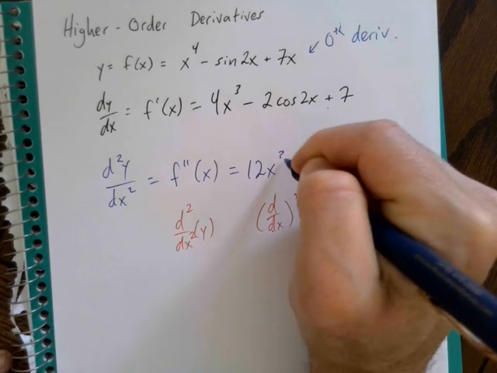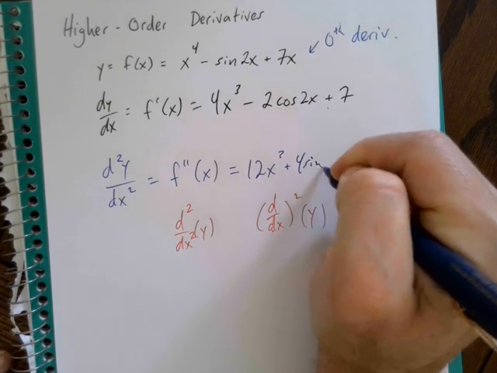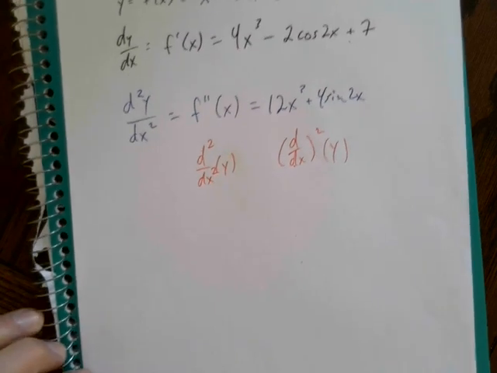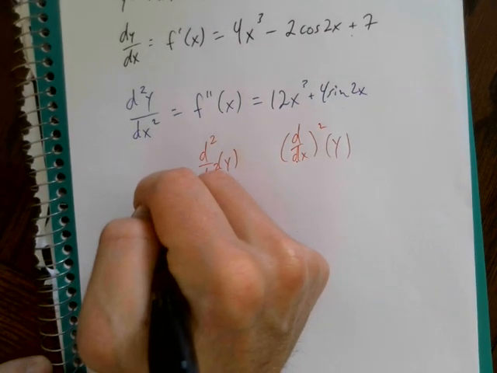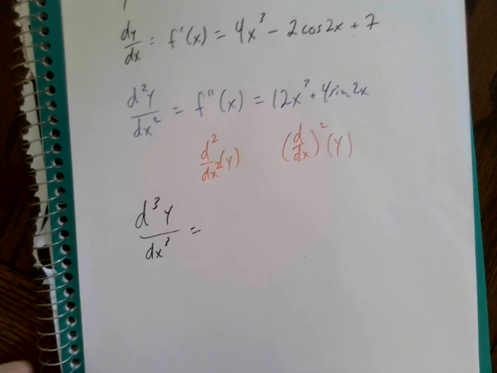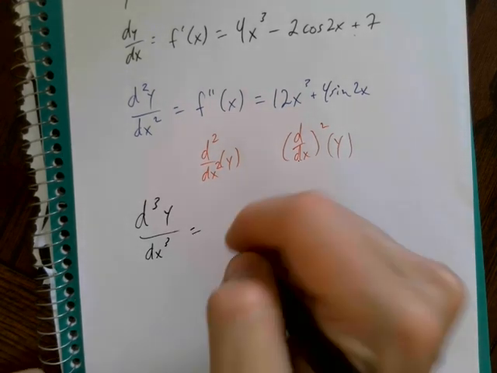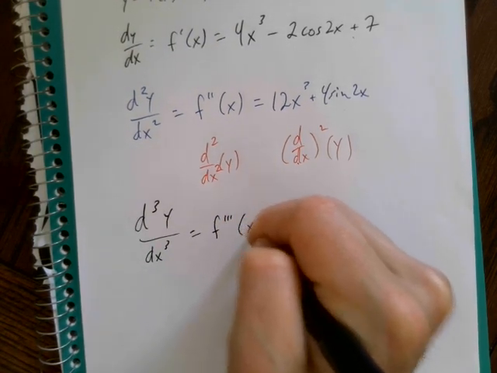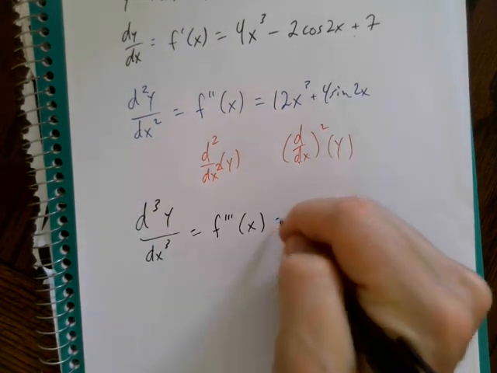Just differentiate again. Right? 7 goes to 0. And then for the third derivative, now we're doing the derivative of y with respect to x 3 times. So the operator is cubed. For Lagrange's notation, it's f triple prime. And just differentiate again.